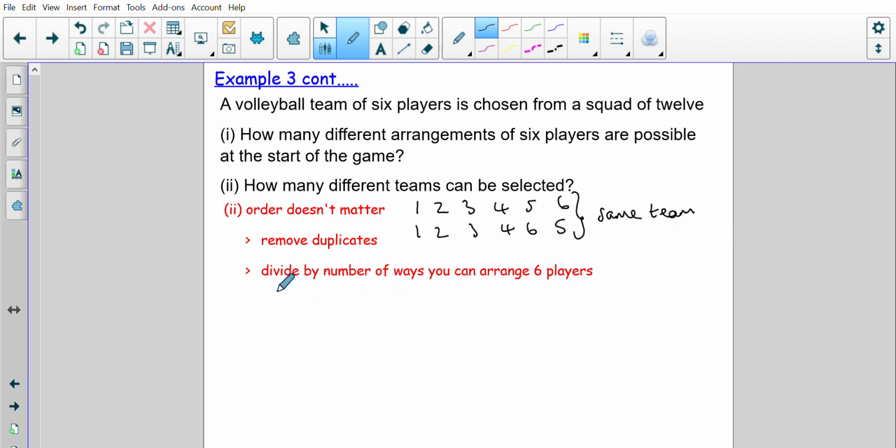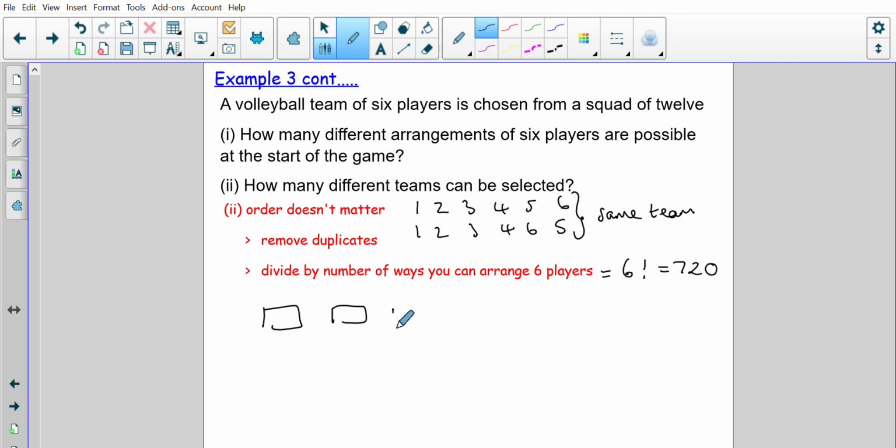Okay, and in order to remove the duplicates, if you think back to last lesson, we were always removing duplicate pairs, so we were dividing by 2. And the reason we were dividing by 2 is because there's 2 different ways you can arrange a pair. But now we haven't got a pair anymore, we've got 6. So we need to divide by the number of ways we can arrange 6 players, which we worked out in example 2. The number of ways to arrange 6 players is 6 factorial, which is 720.